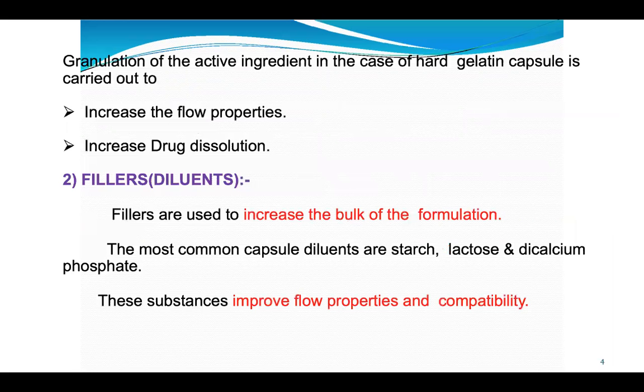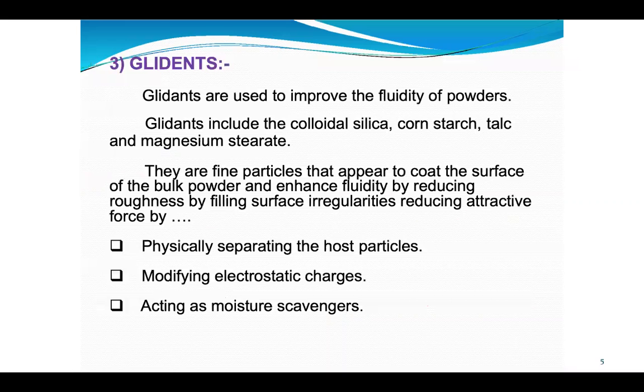Granulation of the active ingredients in the case of hard gel capsule is carried out to increase the flow properties and increase drug dissolution. Then second is fillers, diluents. Fillers are used to increase the bulk of the formulation. The most common capsule diluents are starch, lactose, and dicalcium phosphate. These substances improve flow properties and compatibility.